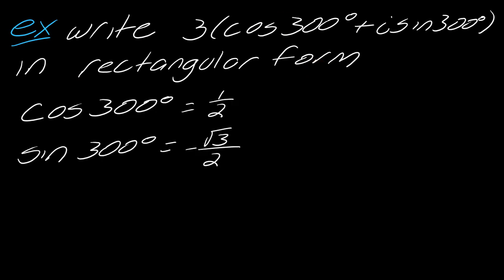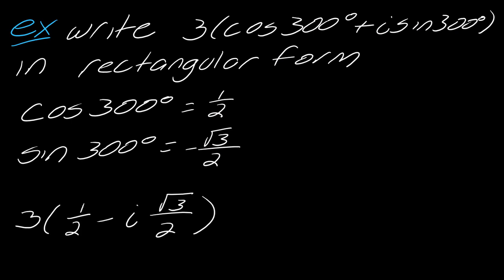Using the unit circle, I know that cosine of 300 is equal to 1/2 and sine of 300 is equal to negative square root of 3 over 2. So I can now replace cosine of 300 and sine of 300 with these values so that I get 3 times 1/2 minus, don't forget the i, square root of 3 over 2. And then I can just distribute the 3. And now look what I have. I have that classic complex number form.